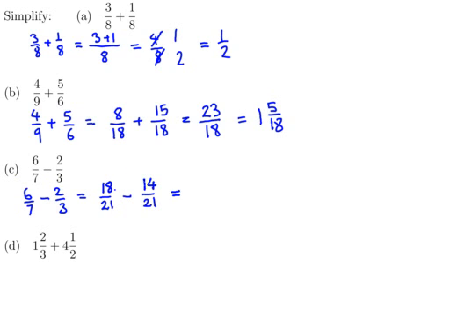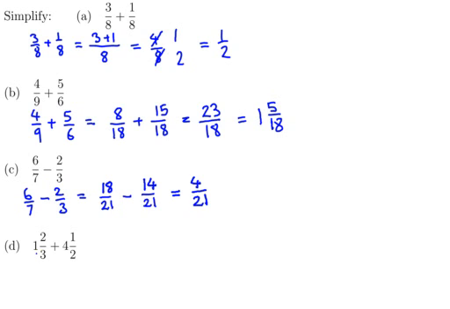And now we just subtract the numerators. So that will give us 4 over the denominator 21. And that's our answer. To finish off, we just make sure that our fraction is expressed in lowest terms, and in this case it is. There's no cancelling to be done.